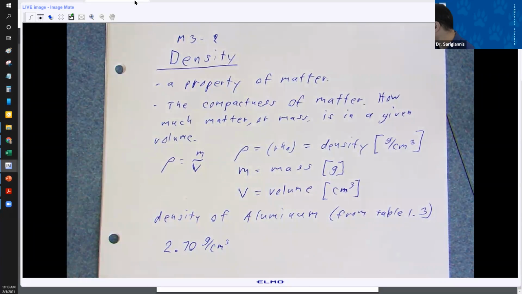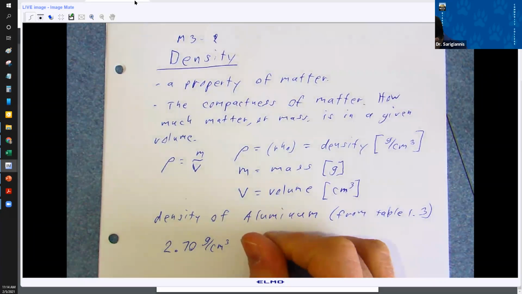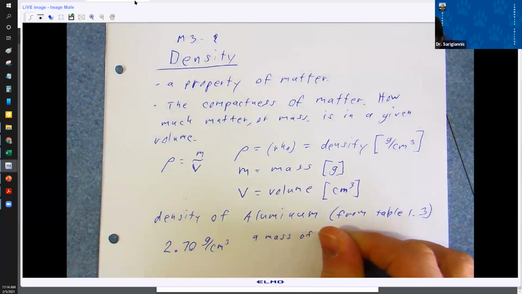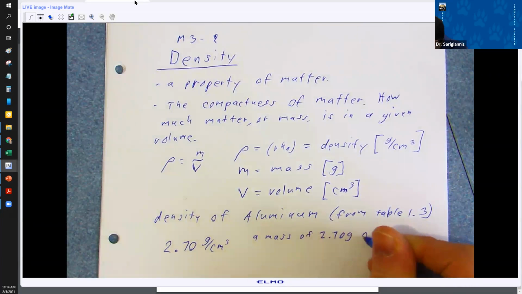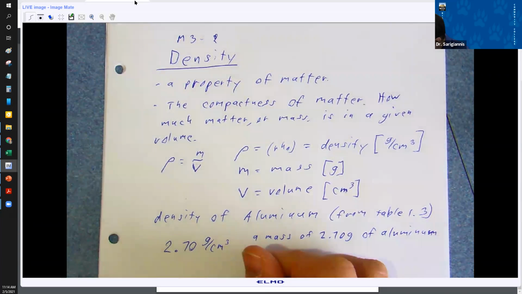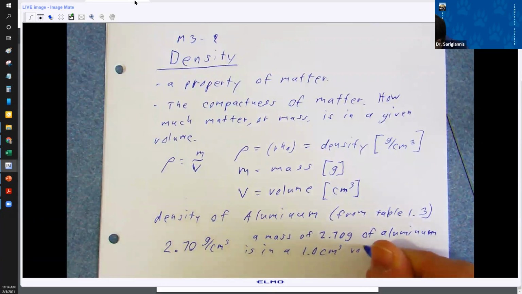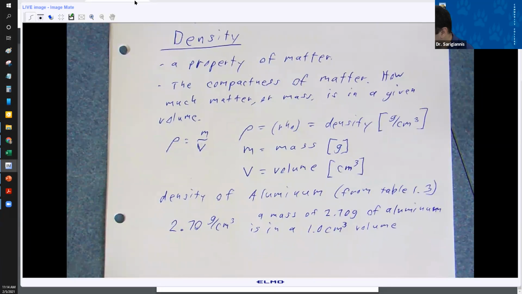So what does this mean? This means that there is a mass of 2.70 grams of aluminum in a 1.0 cubic centimeter volume, right? 2.7 grams per cubic centimeter volume.